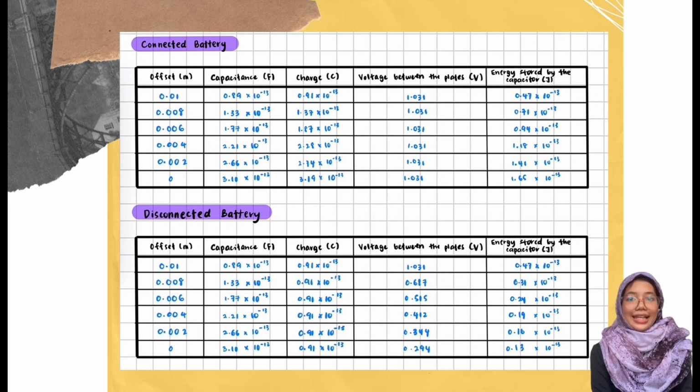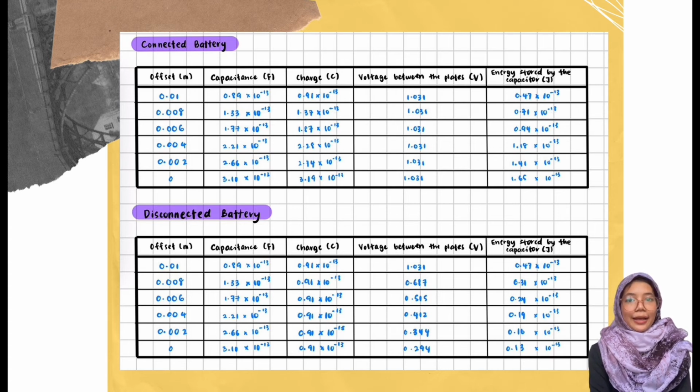For charge C, we got 0.91 times 10 to the power negative 13, 1.37 times 10 to the power negative 13, 1.87 times 10 to the power negative 13, 2.28 times 10 to the power negative 13, 2.74 times 10 to the power negative 13, and 3.19 times 10 to the power negative 13. The voltage between the plates, all of it, we got 1.031.